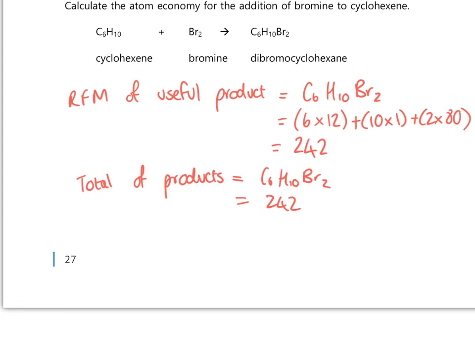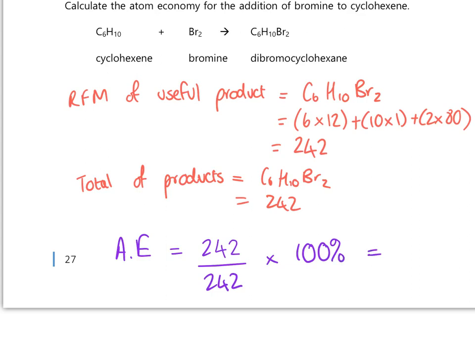So remember then that the percentage atom economy is the RFM of the useful product over the total RFM of the products. So that's going to be 242 for your useful product over 242 for your total RFM of the products times by 100%. What does that come out as? 100%. Okay.